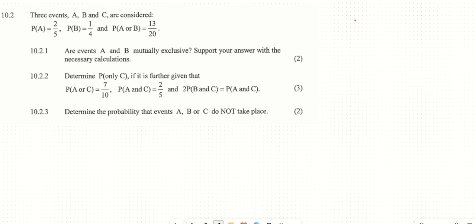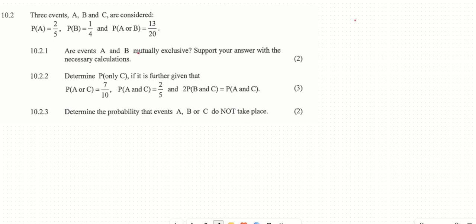Remember, they talked about A, B, and C, but here they're talking about what? A, B, and A or B. They haven't mentioned anything about C yet. 10.2.1. Are events A and B mutually exclusive? Support your answer with necessary reasoning.